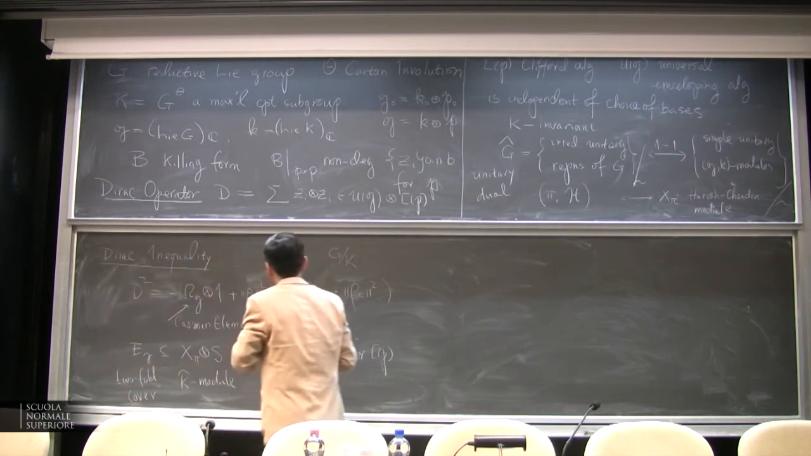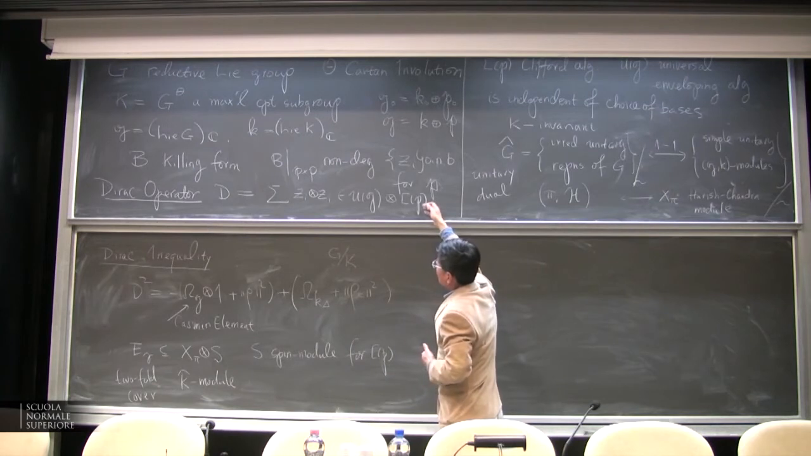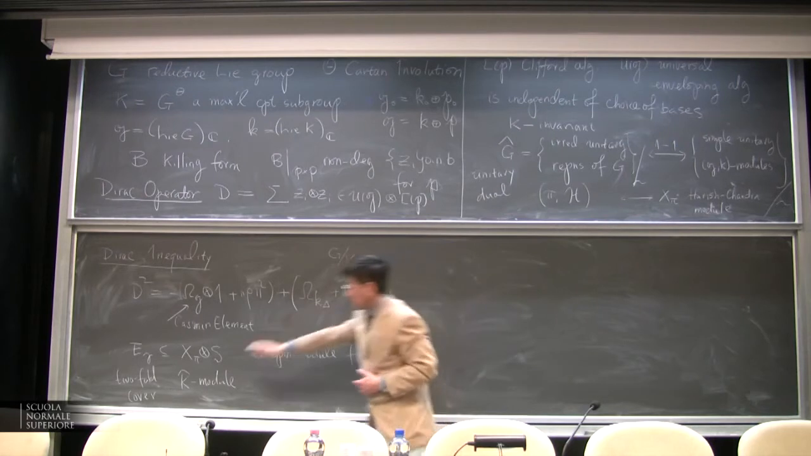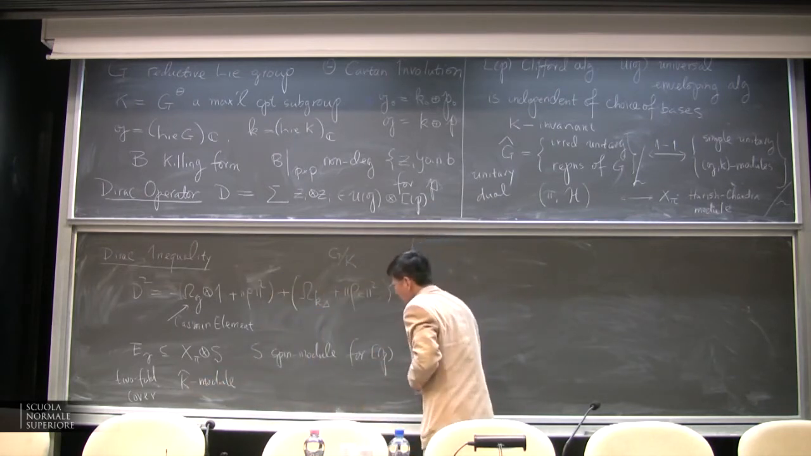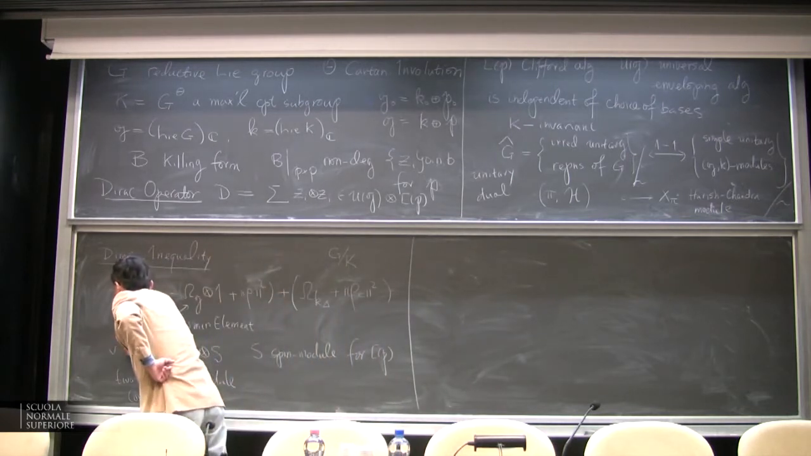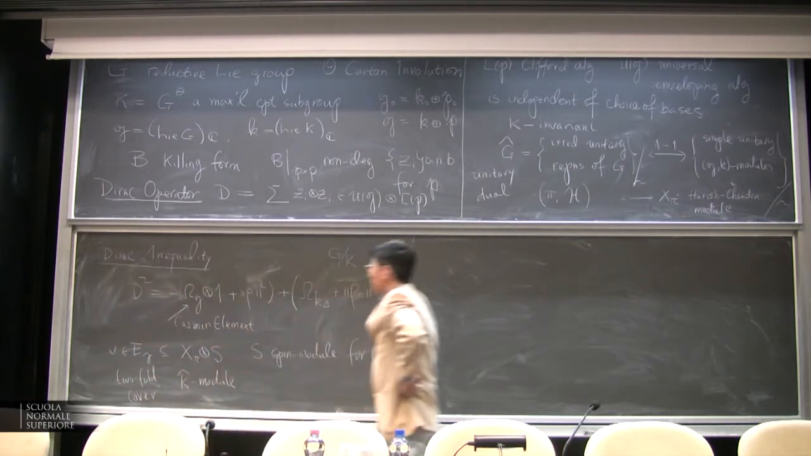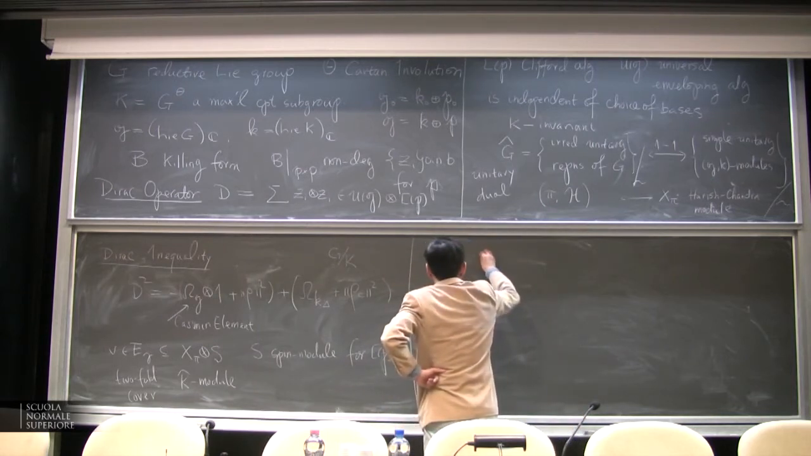Because it's the spin module here, it might not be a K-module, so we go to the two-fold cover. So suppose we pick up some vector in this K-tilde module. So we look at the action.